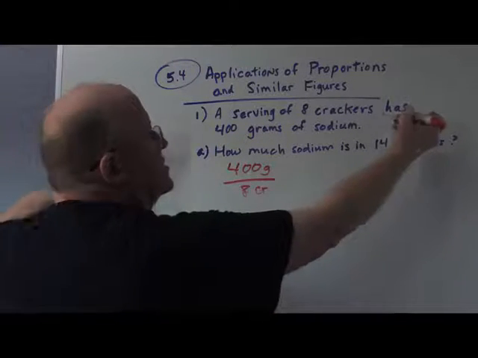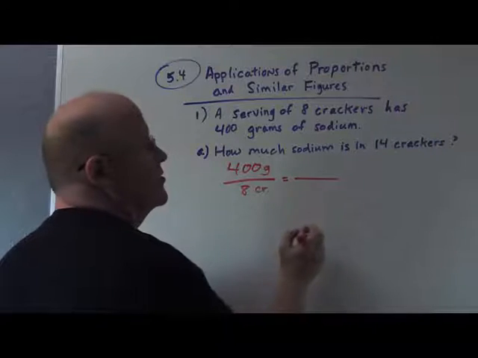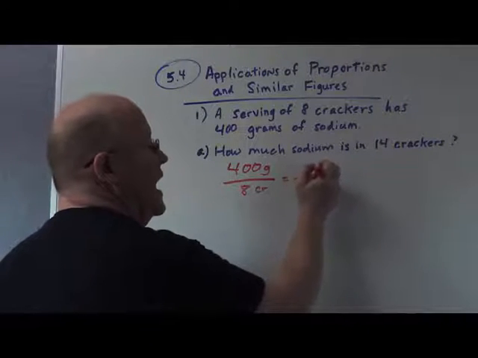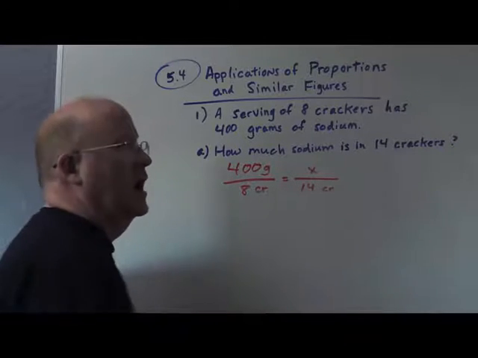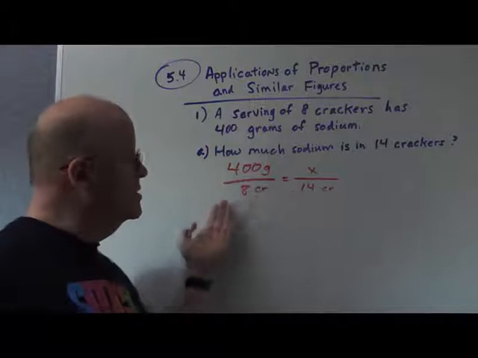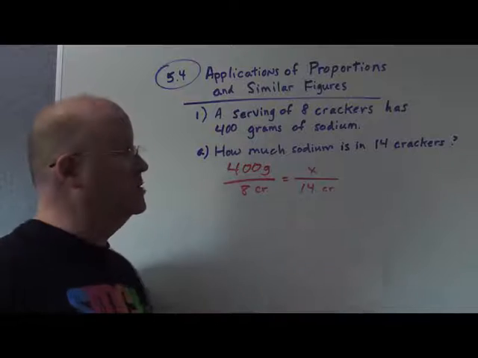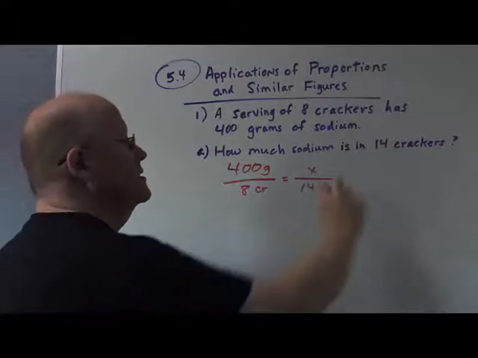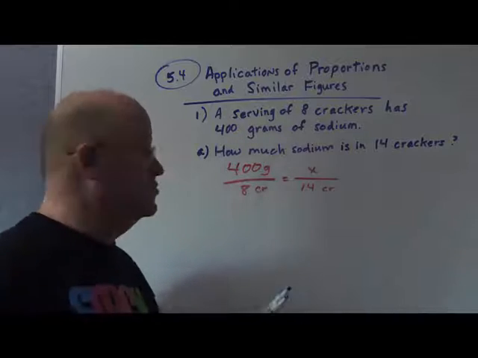Well, this was a given rate, and I can set rates equal to each other in a proportion. I want to know how many grams are in 14 crackers. I really think it's a good idea to write your units down because you want to line up the units horizontally with respect to each other so that you don't accidentally get the second fraction reversed. That's where most people have their trouble.